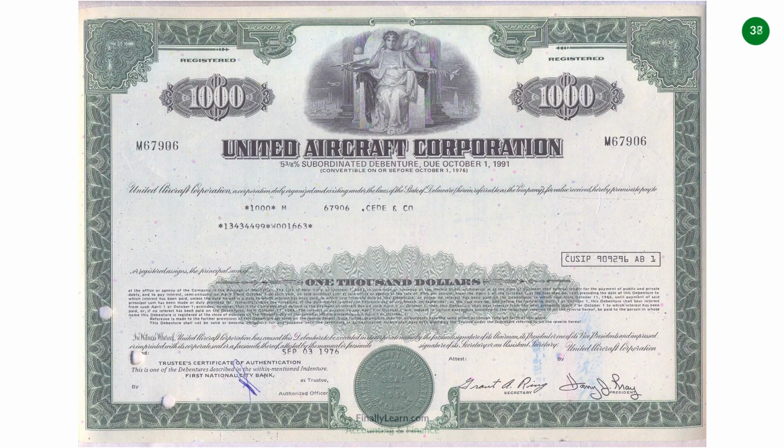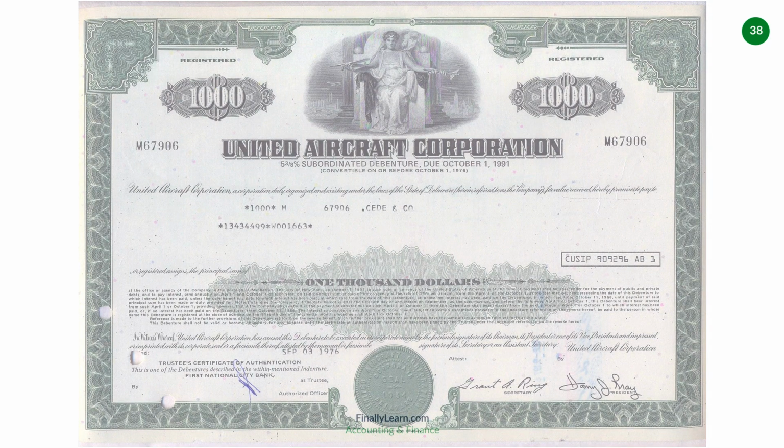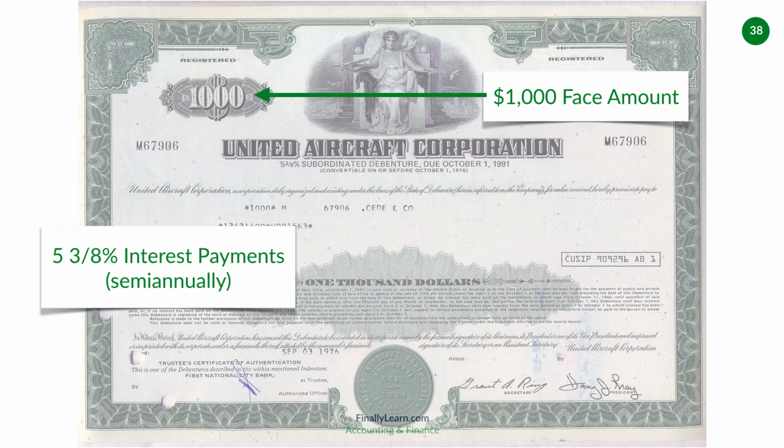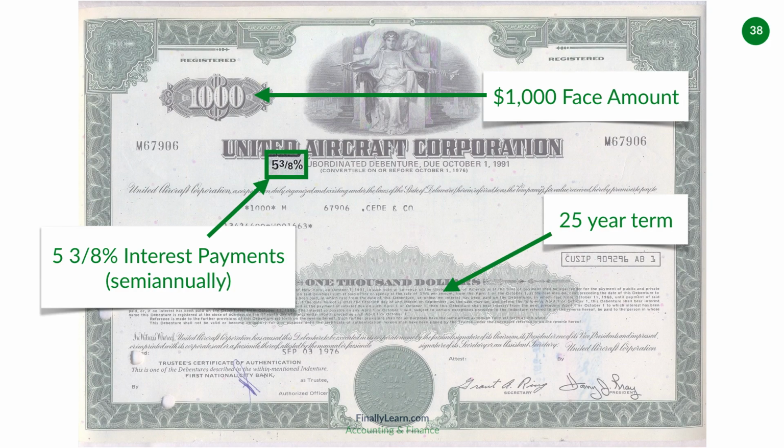So let's think about the bond. Just looking at a bond, here's what we have. So on this bond, for example, we have a $1,000 face amount shown right there. We have a 5 3/8 interest payments shown here. We have a 25-year term. It's in the paragraph down below.